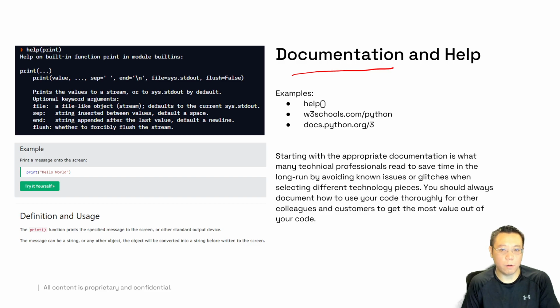There are also third-party resources such as w3schools.com/Python, which gives you interactive help guidance and examples. Finally, and not least, is docs.python.org, the official documentation for Python 3. Always check the documentation. If nothing else, Google it, search for it. I'm sure someone out there has had the same difficulty.